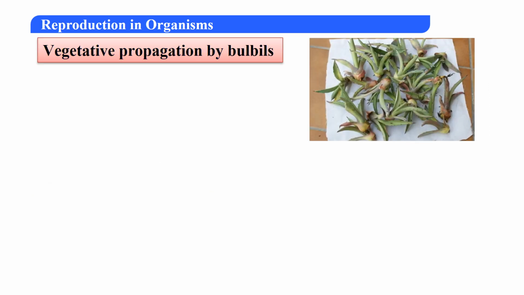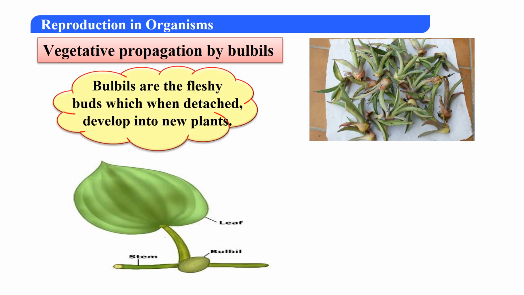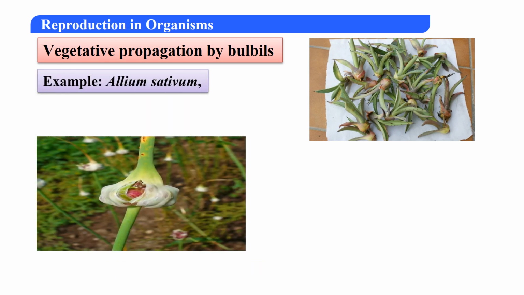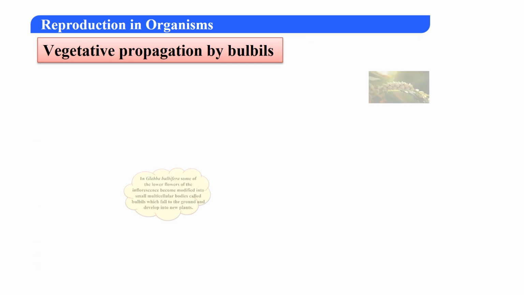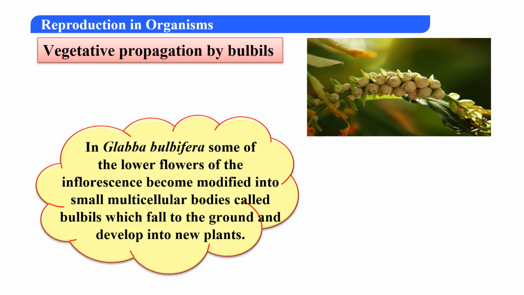Vegetative propagation by bulbils. Bulbils are fleshy buds which detach and develop into new plants. Examples: Allium sativum, agave, pineapple, etc. In Dioscorea bulbifera, some of the lower flowers of the inflorescence become modified into small multicellular bodies called bulbils, which fall to the ground and develop into new plants.